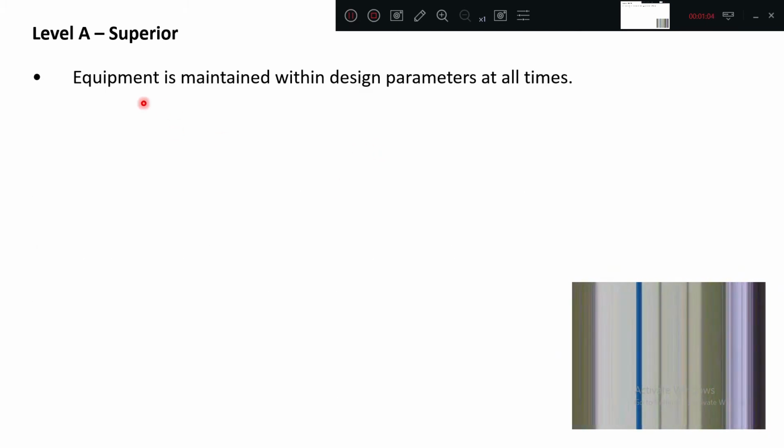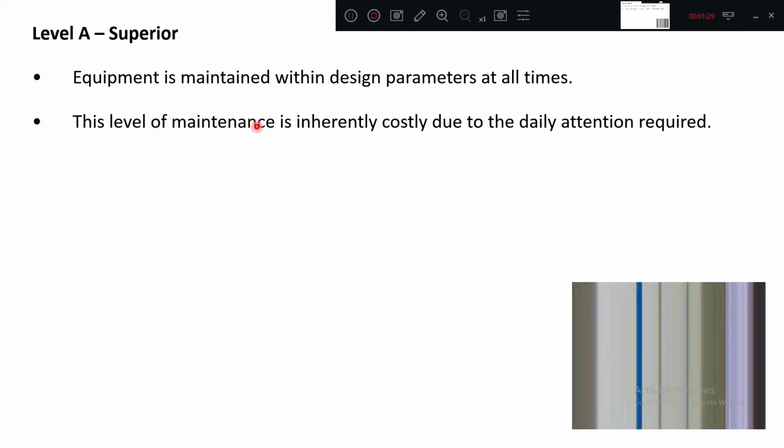In that, if you are doing maintenance, then equipment is maintained within design parameters at all times. Whatever the equipment may be, if level A is the level of maintenance, then it is maintained according to its design parameters. No other level is maintained, only up to the design. The maximum efficiency is achieved. This level of maintenance is inherently costly, because daily attention is given to that equipment.